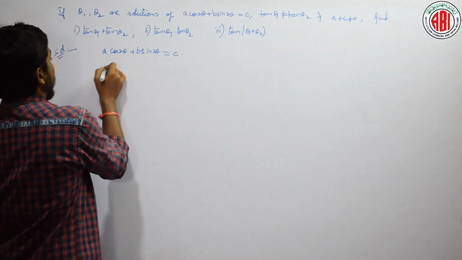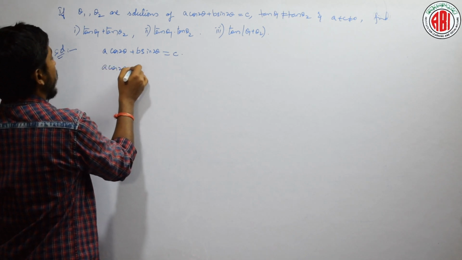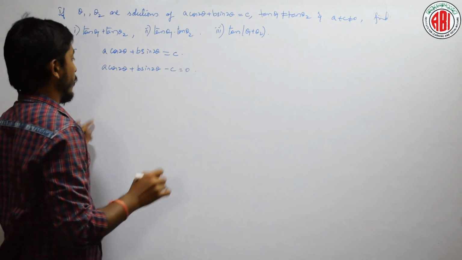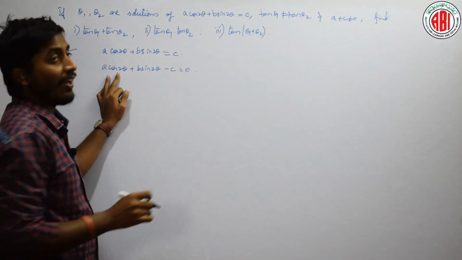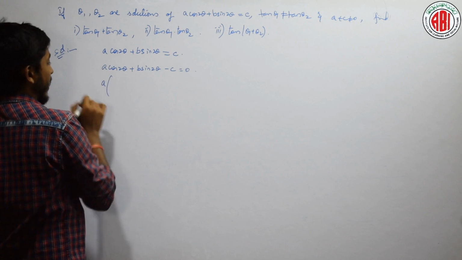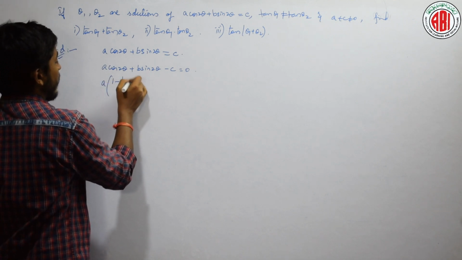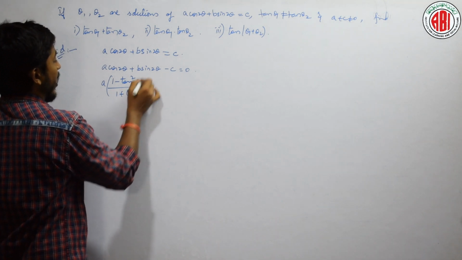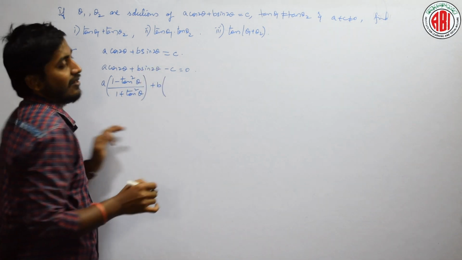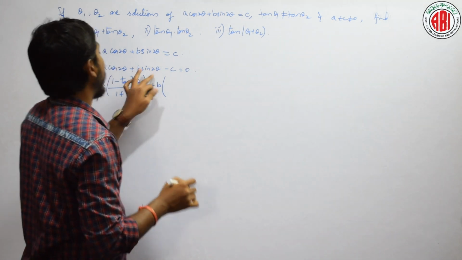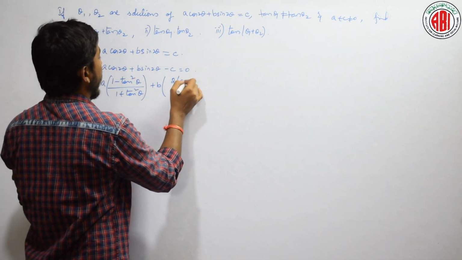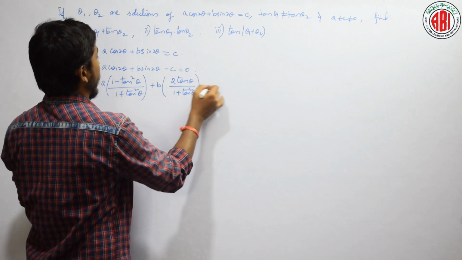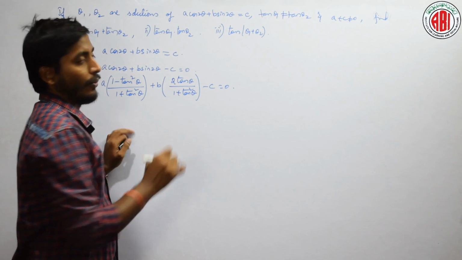Let us substitute that. a cos 2 theta plus b sin 2 theta minus c equal to 0. What is the formula of cos 2 theta? The formula of cos 2 theta is (1 minus tan square theta) by (1 plus tan square theta). Hope everyone knows this. What is sin 2 theta? 2 tan theta by (1 plus tan square theta), minus c equal to 0.